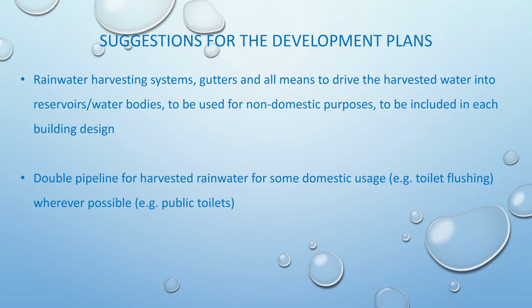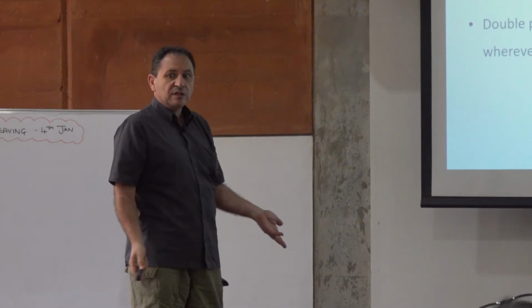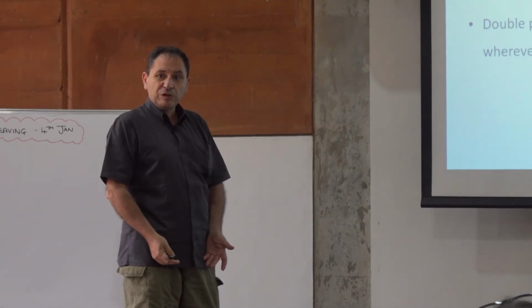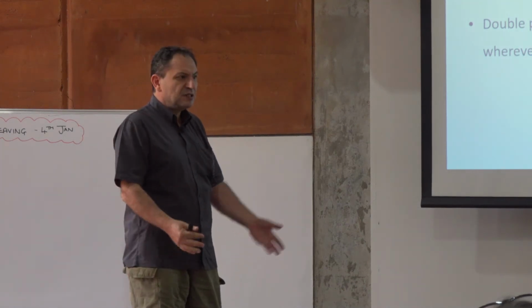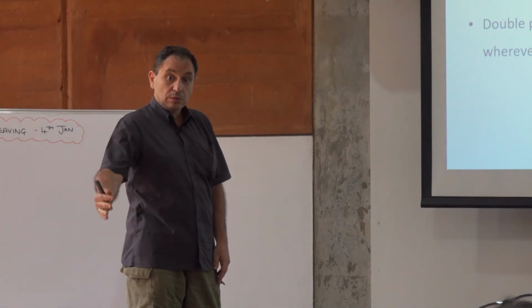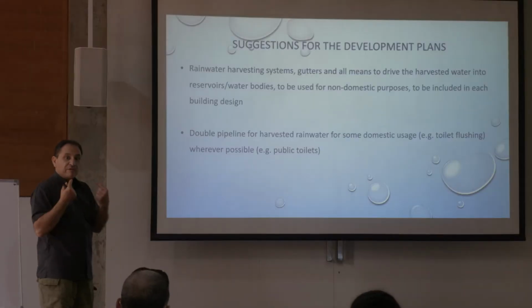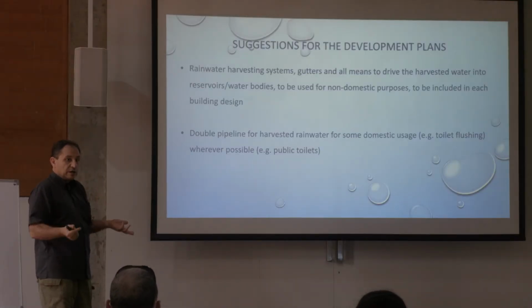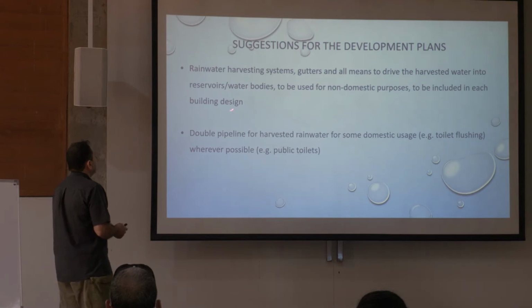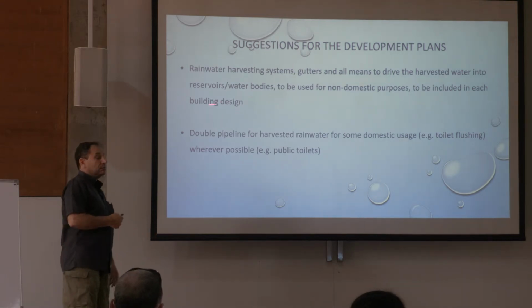Can we finally put together a rainwater harvesting system, which has been mandatory in Tamil Nadu since 2006? Can we? Gutters, all means to drive the harvested water into reservoirs or water bodies, whatever you want to call them, to be used not for drinking, but for other non-domestic purposes. We all have beautiful gardens. Why do we have to give the best water we have to gardens? Gardens will be happy to use this water or treated wastewater. But we have to plan for it. If that is not planned, that will not happen. And this is exactly where we are. So it has to be in the building design.